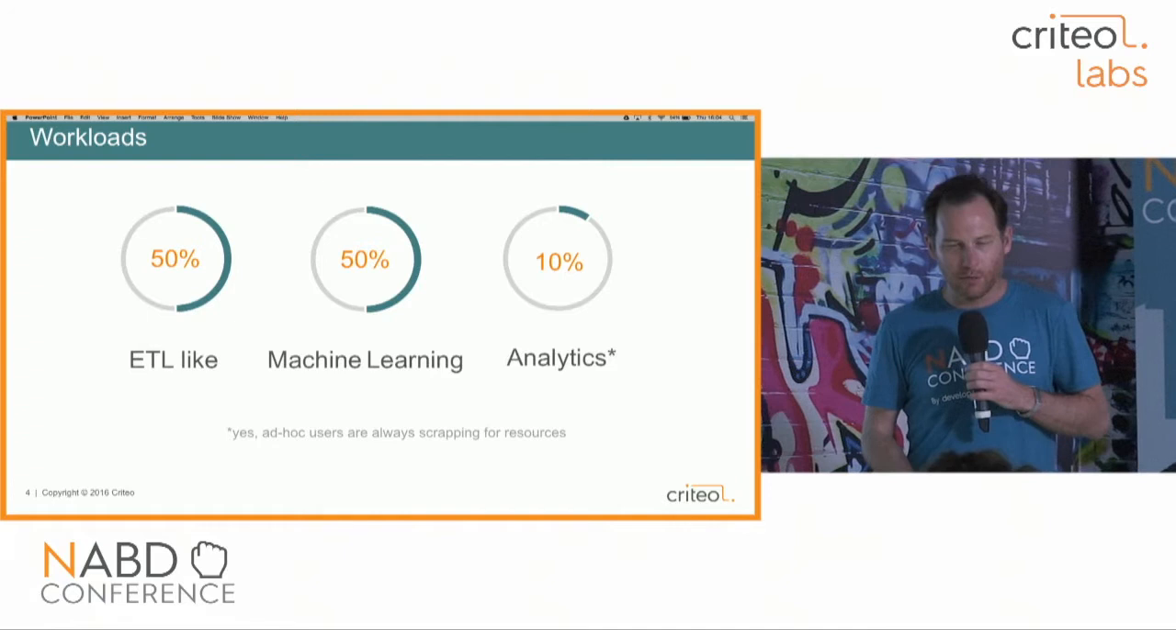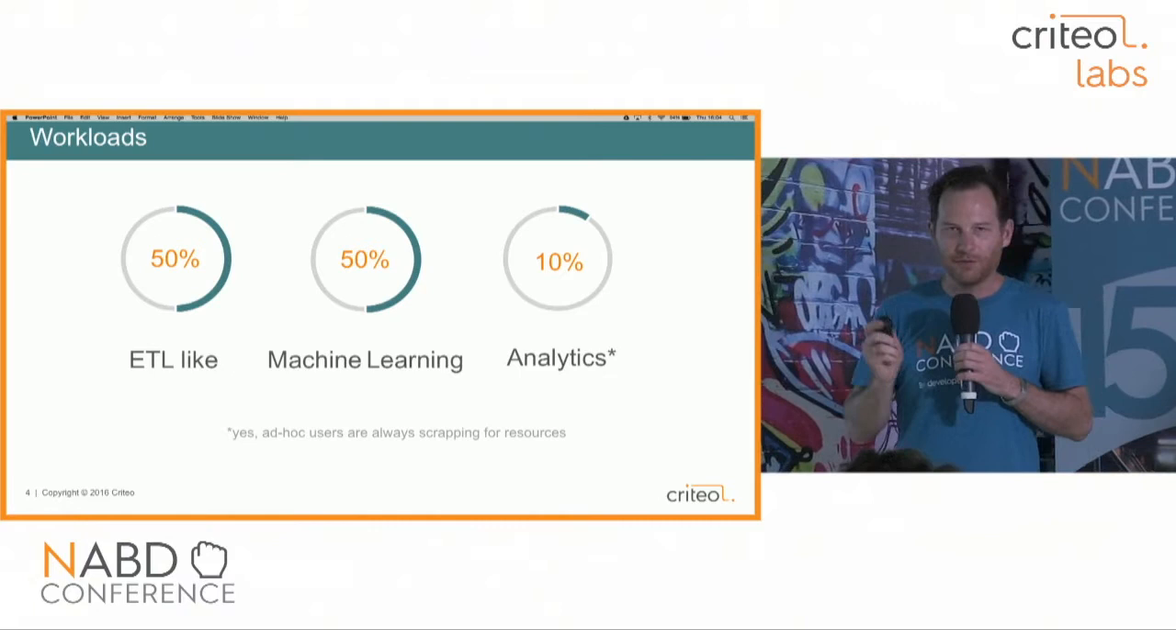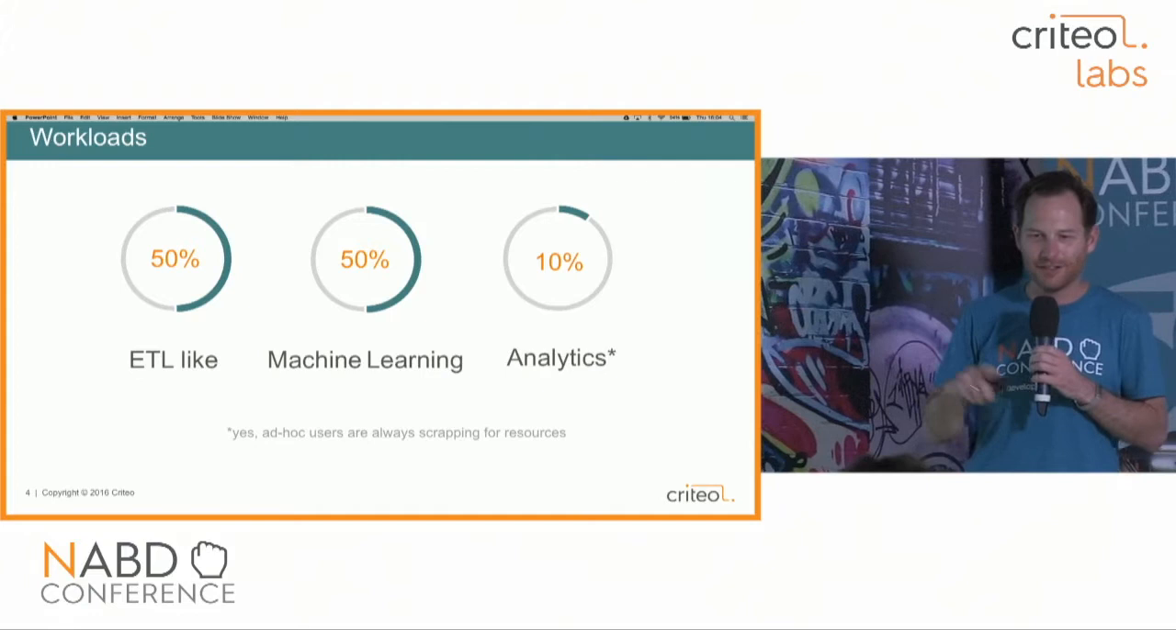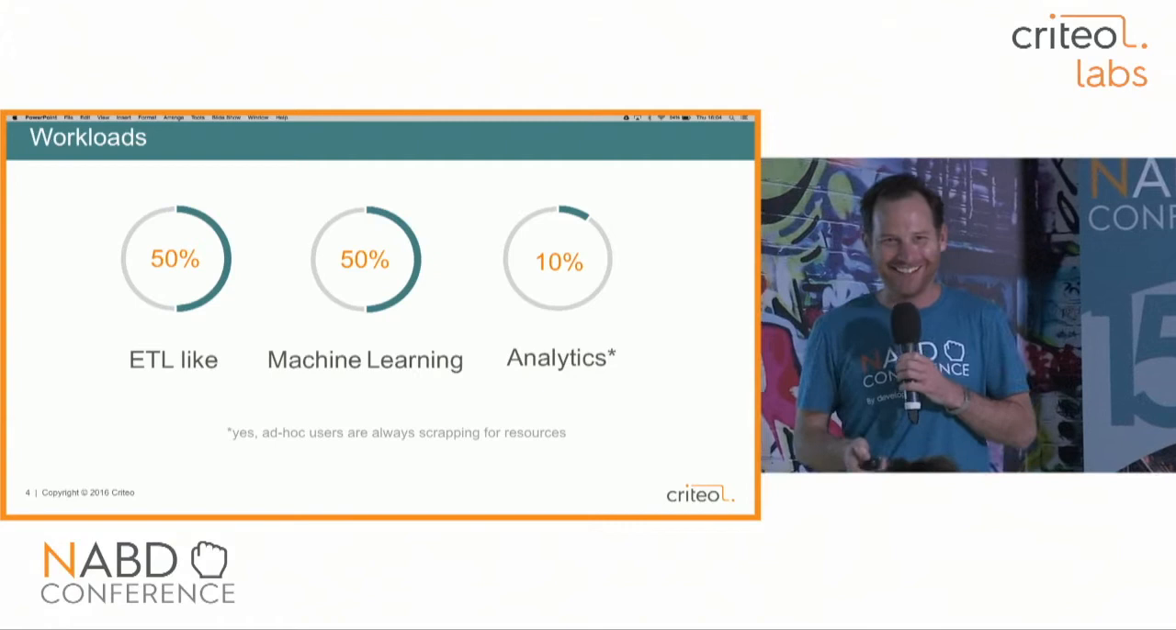What does the workload look like on our cluster? It's 50% ETL, 50% machine learning, and 10% analytics, star. So that is indeed 110%, and that is exactly a problem. It's precisely one of the things we're trying to deal with.